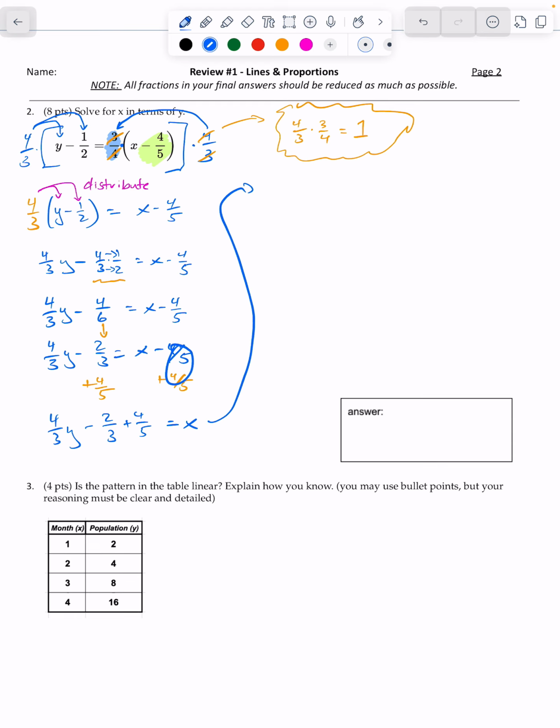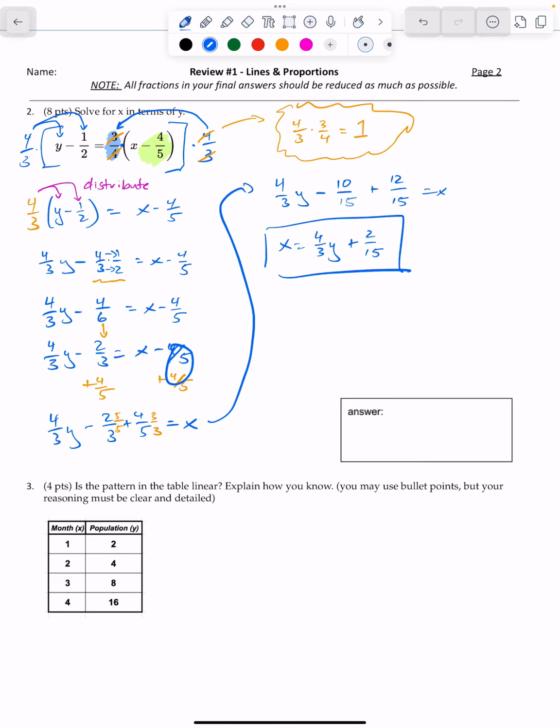Let's finish this out over here. I think what I want to do is I want to get a common denominator here. So I'm going to multiply this by 5 over 5 and this by 3 over 3. So that then I have 4/3 y minus 10 over 15 plus 12 over 15 equals x. So x equals 4/3 y plus 2 over 15. There we go.